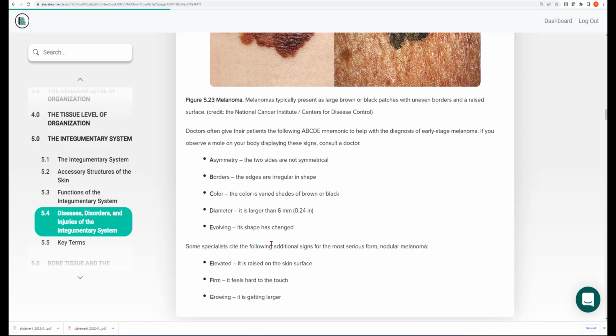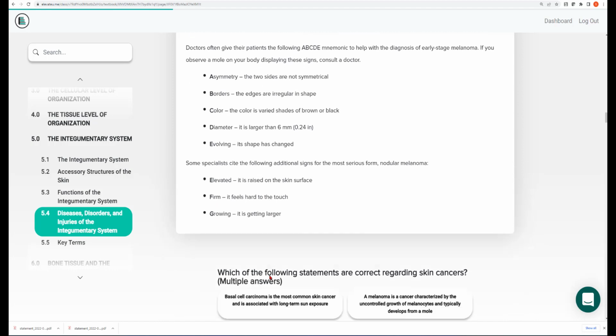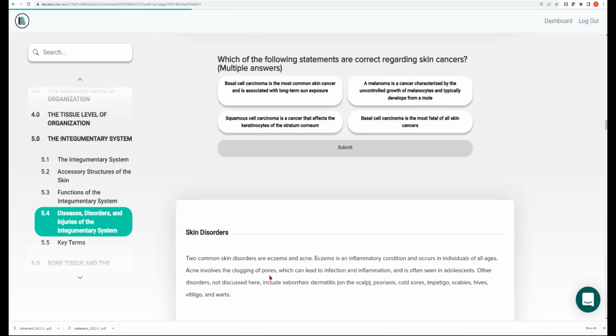In addition, sometimes you'll see, is it elevating? Is it getting harder or firmer to the touch? And is it growing larger? So again, lots of just letter mnemonics to help people remember if you see these changes occurring, especially in a mole, to reach out very, very quickly to your doctor or dermatologist.